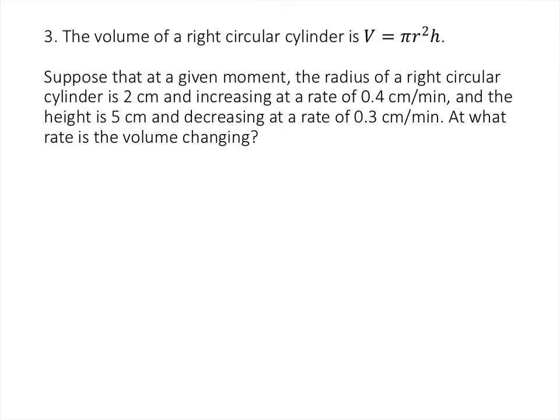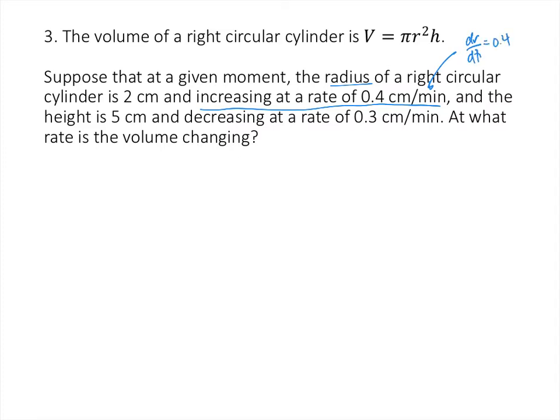So we have our formula for a right circular cylinder, and we're told that the radius is 2 centimeters and increasing at a rate of 0.4 centimeters per minute. So when we say that the radius is increasing at a rate of 0.4 centimeters per minute, what we're saying is that dr/dt is 0.4.